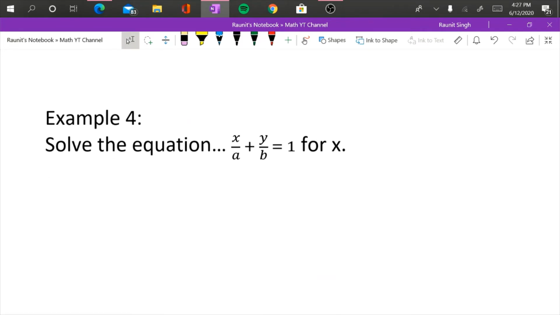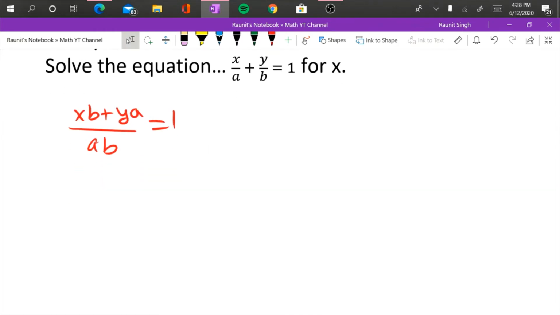Okay, so now our next example. Solve the equation x over a plus y over b is equal to 1 for x. So in this one, instead of having the y isolated on one side, we want to have the x isolated on one side. So with this one, we have to do a common denominator. So the common denominator in this would be a times b, which is ab. And then we would have xb plus ya is equal to 1.